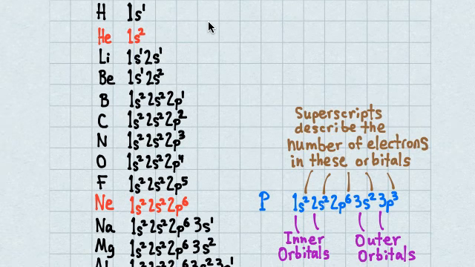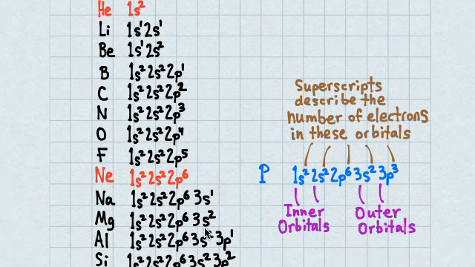Okay, so hydrogen, helium, lithium, beryllium, boron. I just went down in order. And notice how I keep adding one to that orbital until it's filled up, and then I go to the next orbital. The superscripts again describe the number of electrons in those orbitals.